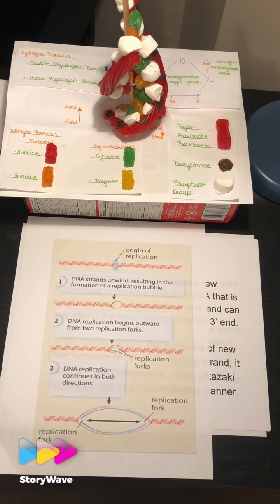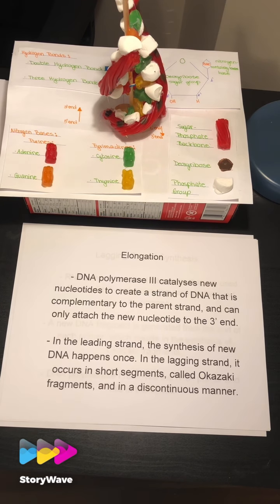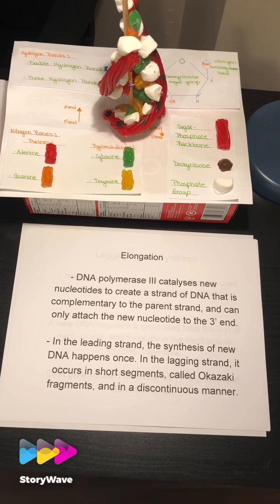So now that we learned about the initiation phase, let's talk about elongation. In elongation, it synthesizes new DNA strands by joining individual nucleotides together. DNA polymerase 3 is the enzyme that catalyzes the addition of new nucleotides one at a time, and it creates a strand of DNA that's complementary to a parental strand.